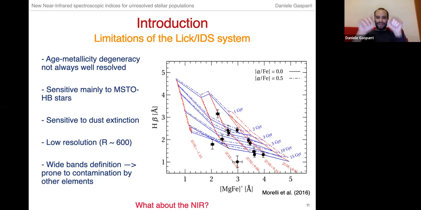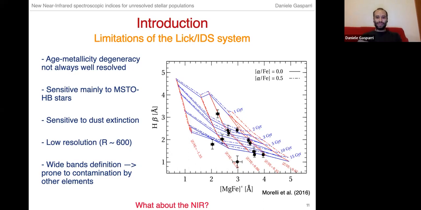For example, in the index diagram, H beta and Mg Fe, you can see that the H beta and also the composite index Mg Fe are sensitive to age and metallicity. In the optical part of the spectra, this is a well-known problem. There is the so-called age-metallicity degeneracy. So basically, this means that we cannot recognize a variation of age or a variation of metallicity. With the Lick/IDS system, we can separate the contribution of age and metallicity within certain boundaries.